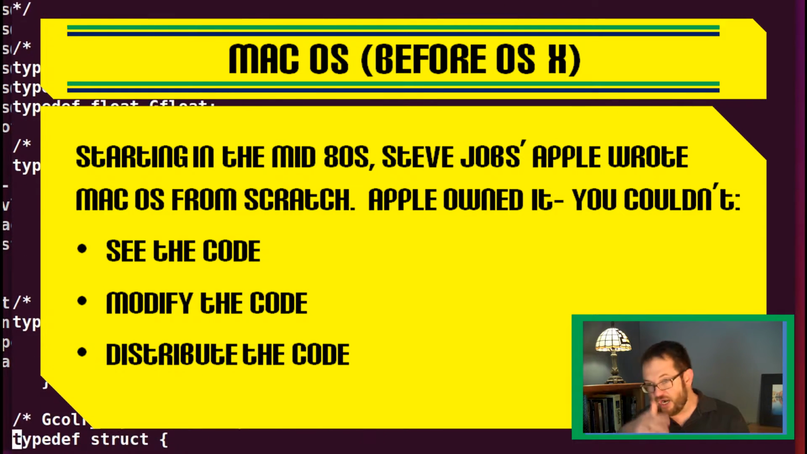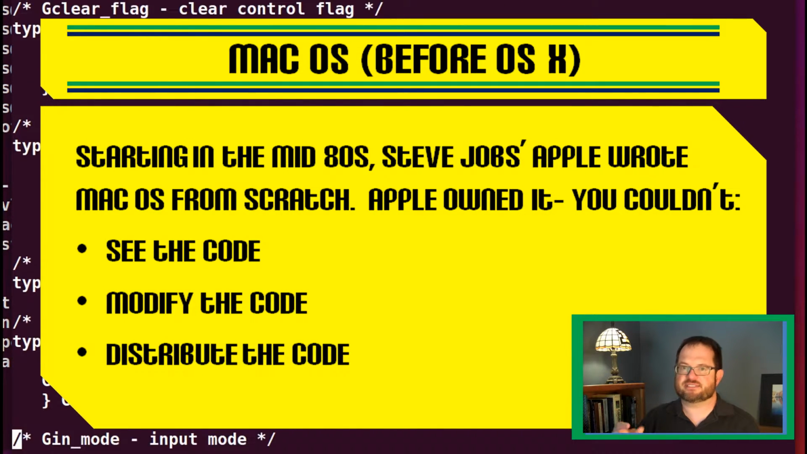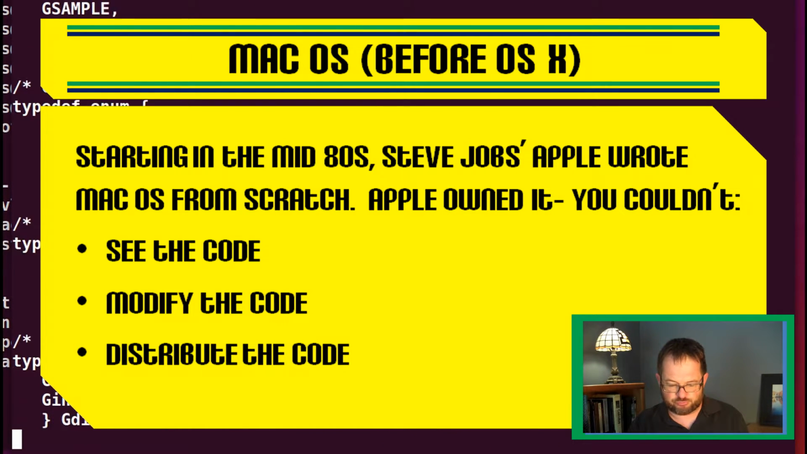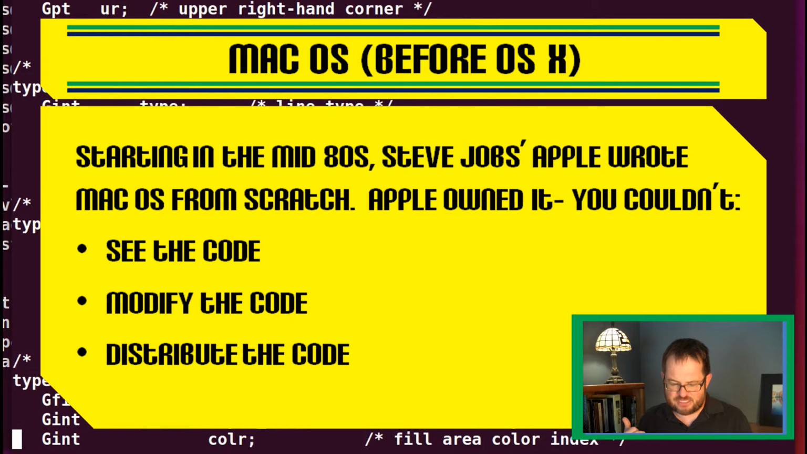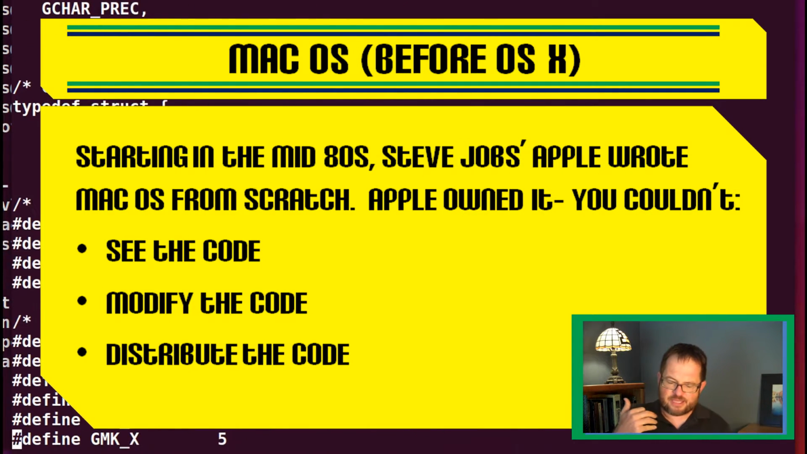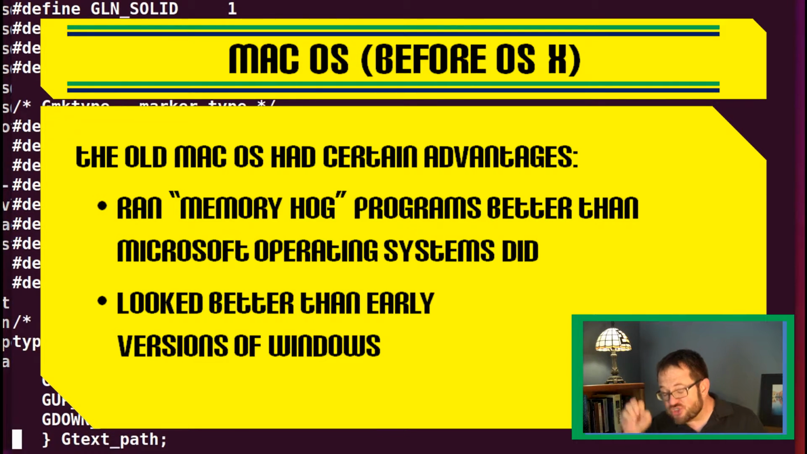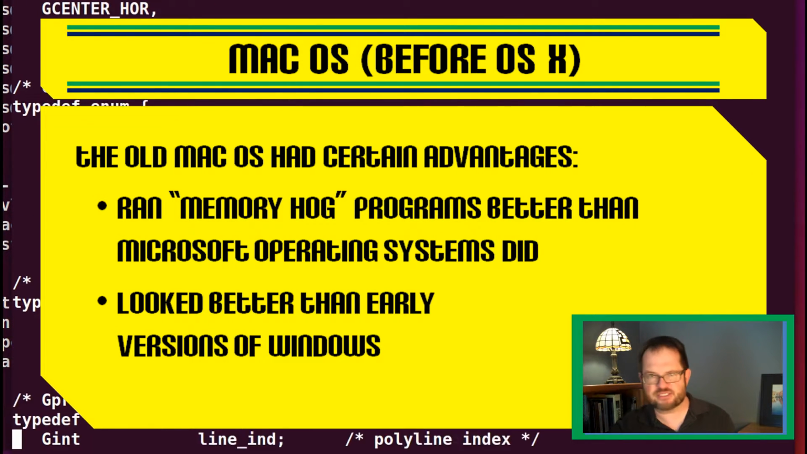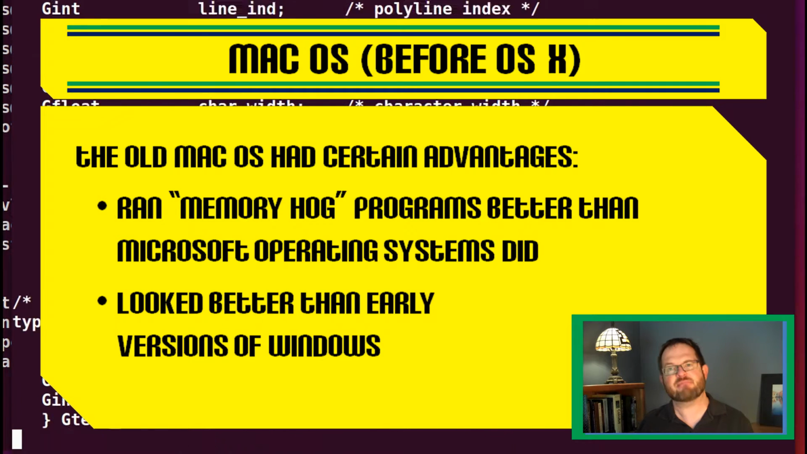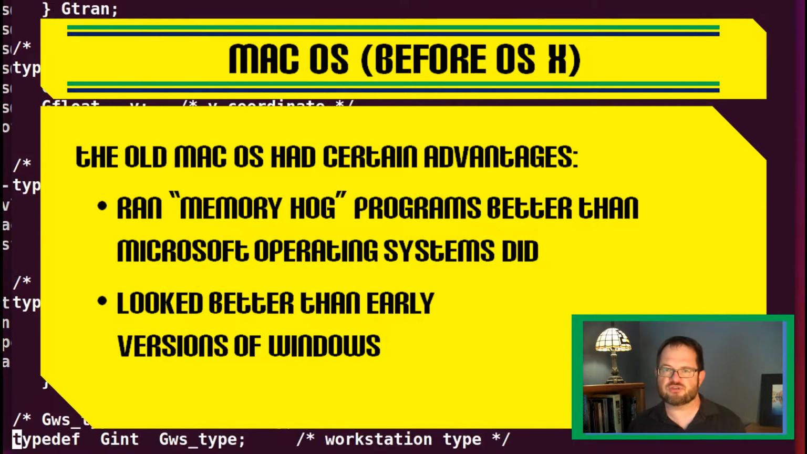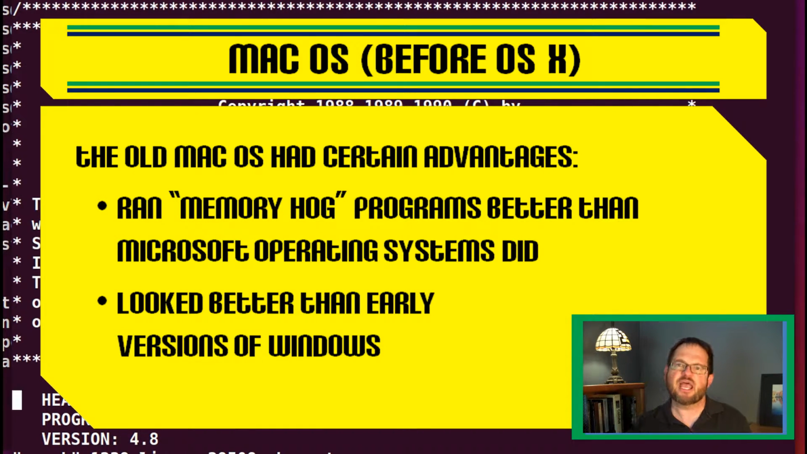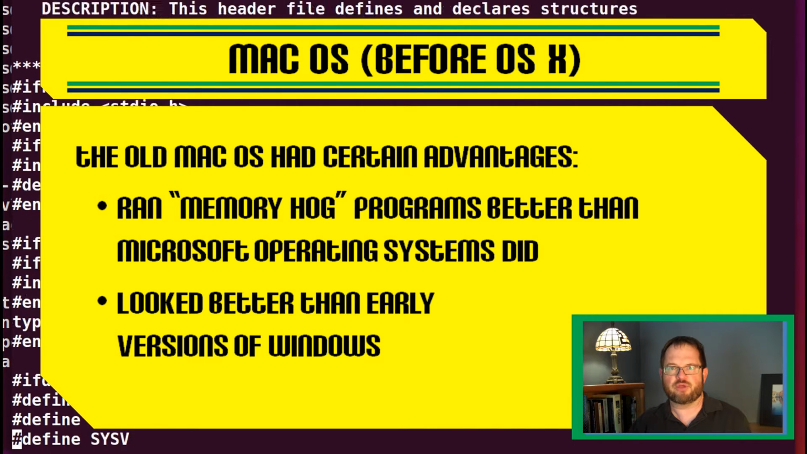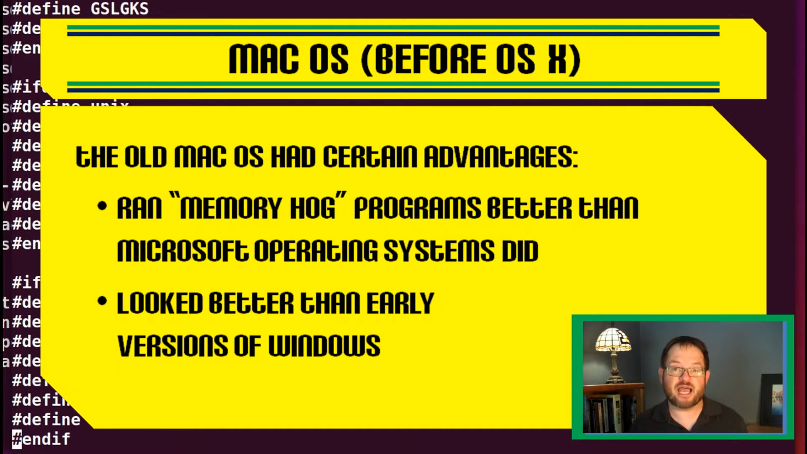Mac OS, prior to Mac OS 10, was a product. It was the intellectual property of Apple, and it had certain advantages. There was a reason why artists and schools and so on were using Macintoshes in contrast to the Windows computers of that time. In particular, those earlier Macs, the Mac OS 5 and 6 and so on, actually ran memory hog programs better than the Windows computers of the time did.